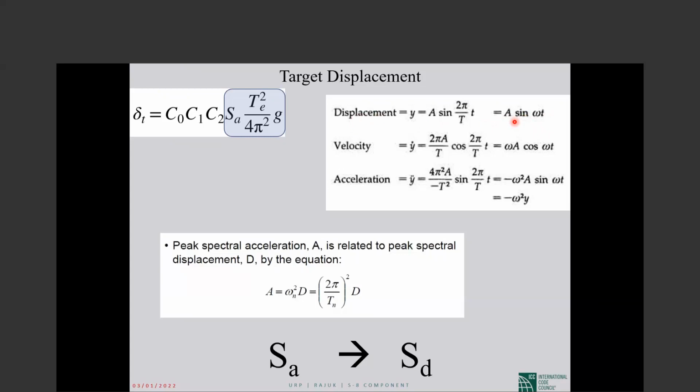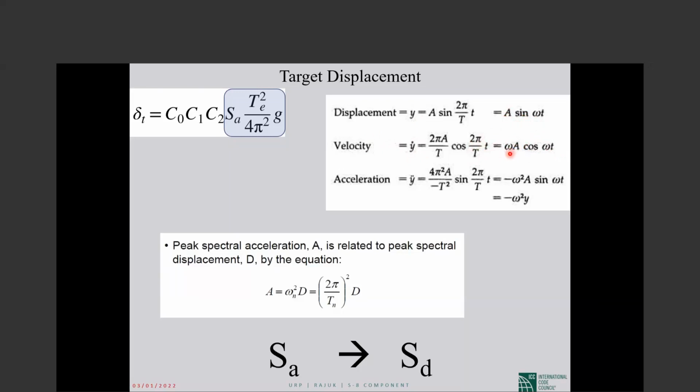But earthquake motion is not harmonic, but as an estimation, we assume this one. Then velocity is the derivative of the displacement. So if we do that, sine omega t becomes omega A cosine omega t. And maximum of cosine is 1. So omega times A, what is omega? 2 pi over T. It depends on the period of the building.